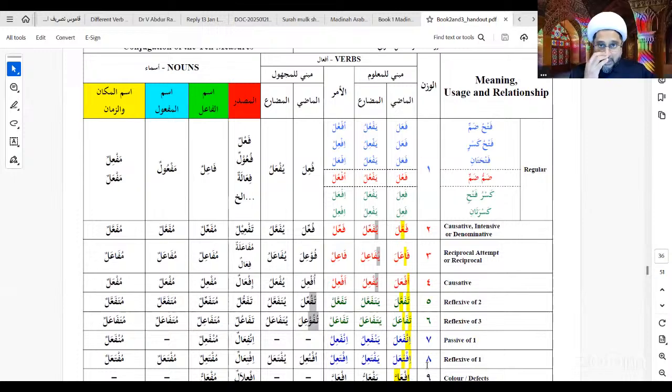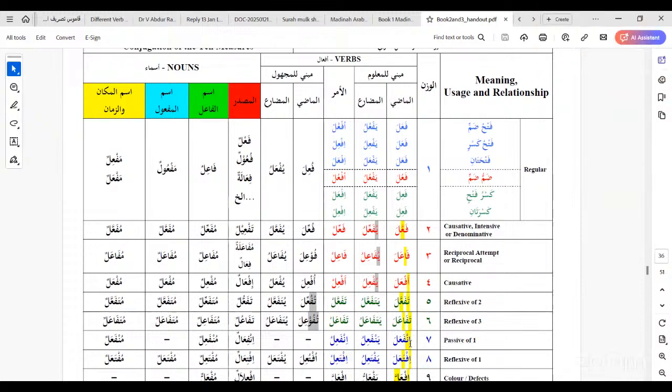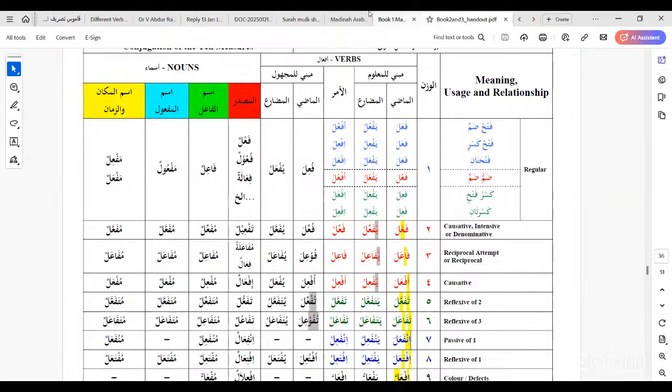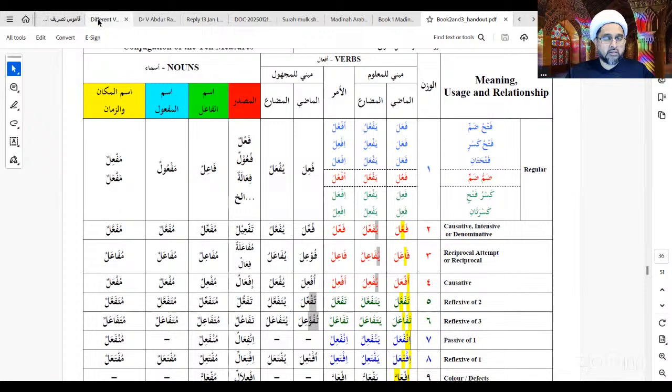Is it form number 8 or 7? No, Baba Ifti'al is form number 8. So ifta'ala, yafta'ilu, ifti'al. I'll send this handout again just to remind you. Is this clear? The other one is infa'ala, yanfa'ilu, infi'al. This has alif noon, but ifta'ala, yafta'ilu has alif and ta. Is that clear for you, sister?